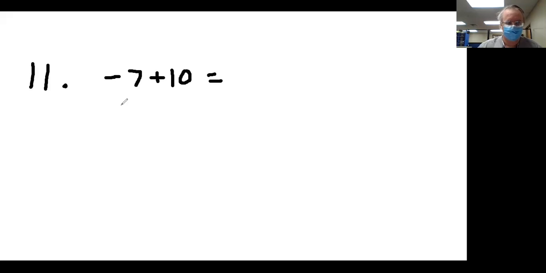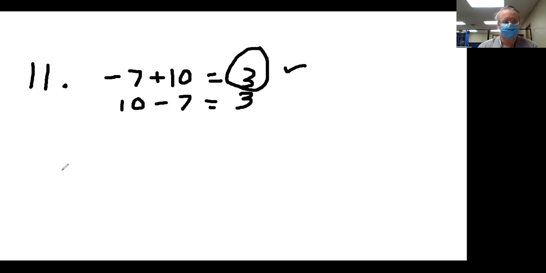-7 plus 10 can be written a lot of different ways. It could be 10, take the negative over here, minus 7. But in both instances, the answer is going to be 3. You can also do this.